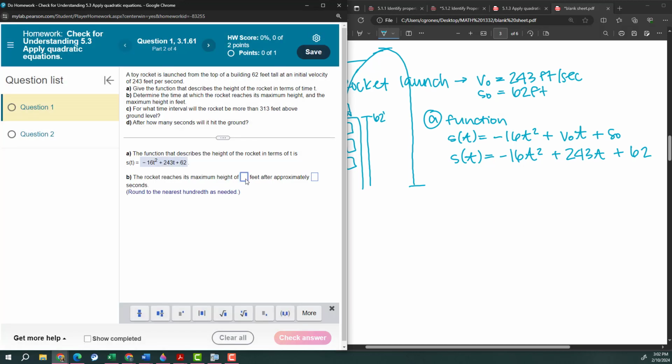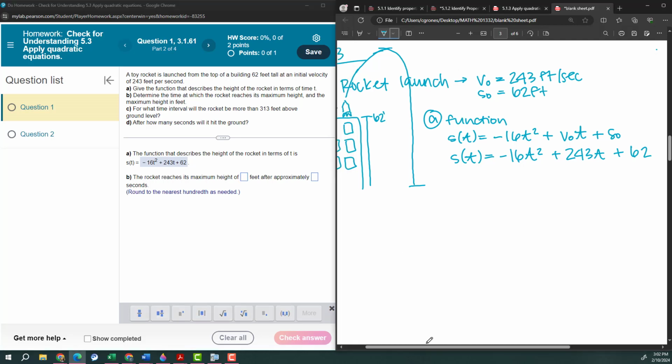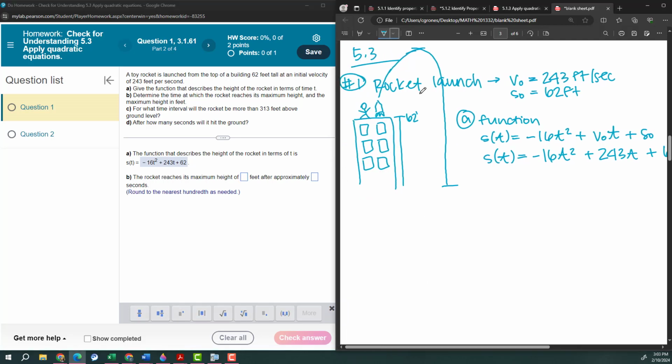Part B says that the rocket reaches its maximum height of blank feet after approximately how many seconds? So we are looking at our vertex because we want to see where the rocket reaches that maximum height. So we are going to be looking at this point right here.